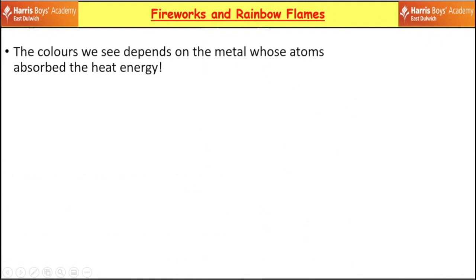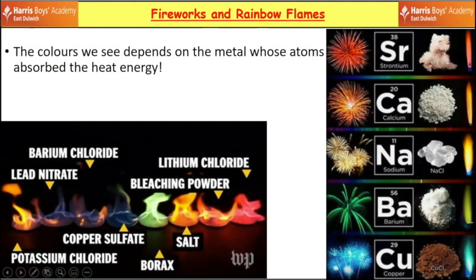So, gentlemen, the color that we see when fireworks are being displayed depends on the metal that gave out the light. So different metals will give out different colors of lights. So if you're looking at my screen right now, gentlemen, you're seeing a few metals. What we are showing here are the symbols for those metals.